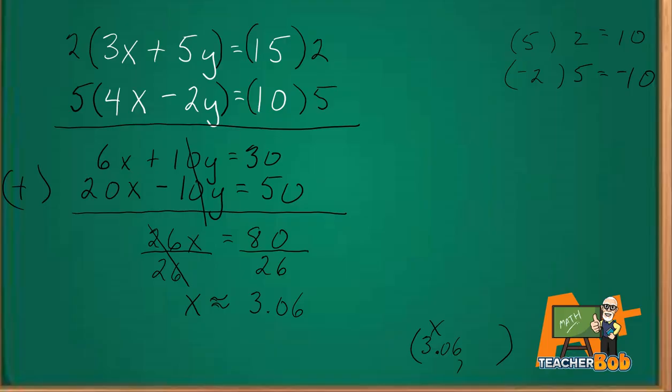Well, now, knowing x, we can take that value and plug it into one of our original equations, and let's use the first one, 3x plus 5y is equal to 15. And we're going to put x is equal to 3.06 into where the x is. So we end up eliminating, then we finish off with substituting, or substitution. So it'll be 3 times 3.06.